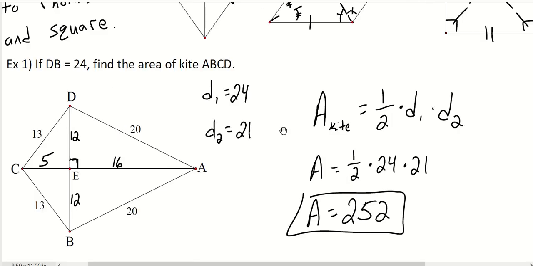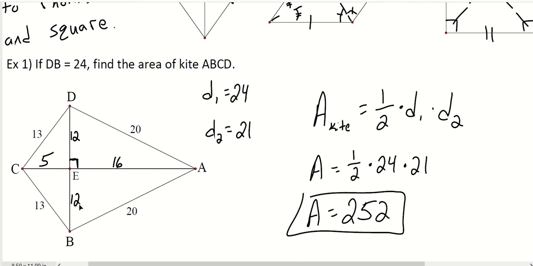All right, so in example 1, we know DB is 24. We're going to find the area of kite ABCD. Now remember, the diagonals are perpendicular to each other. Okay, and one of the diagonals is going to be bisected. It happens to be DB in this situation. So DB is bisected. 12 and 12 is what we get.